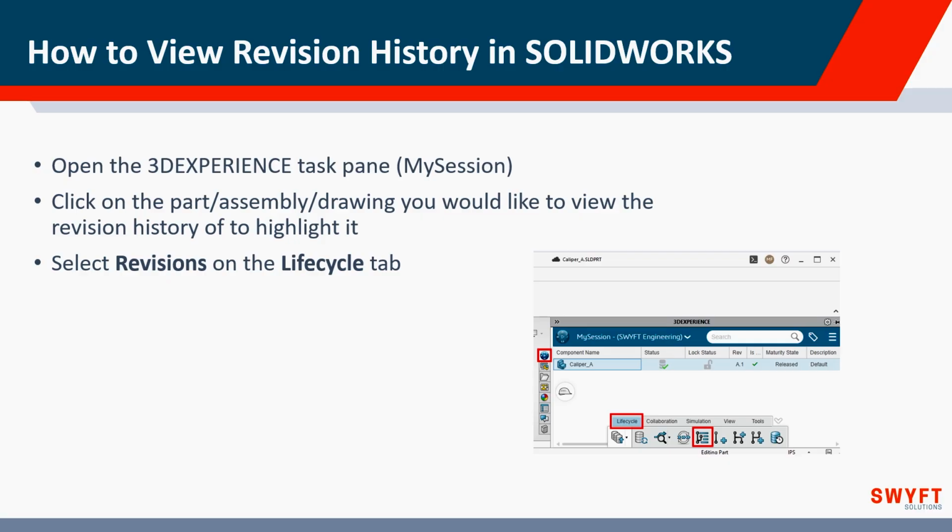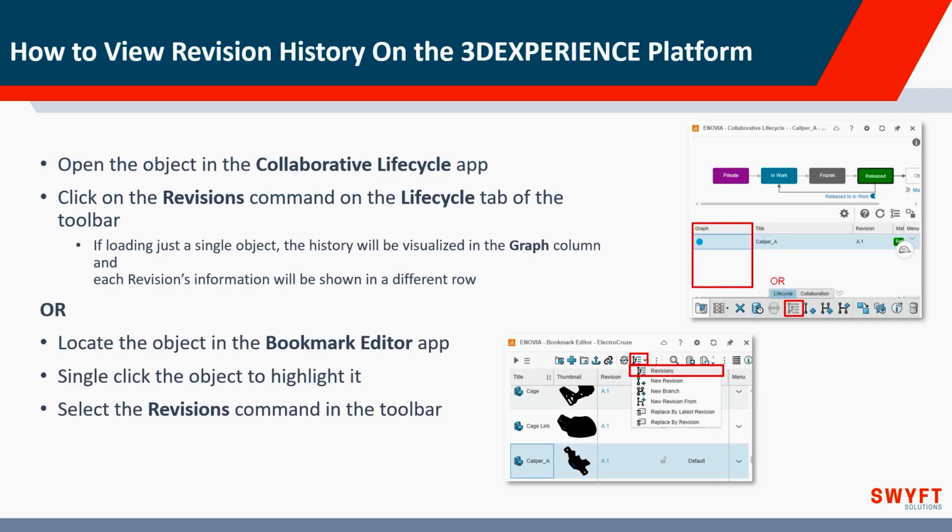In terms of revision history, we've got a preview of this just now, but inside of SOLIDWORKS, you can always view the revision history of something just by going and opening that task pane, clicking on it to highlight it, and then going into that lifecycle tab of the toolbar at the bottom and selecting the revisions command.